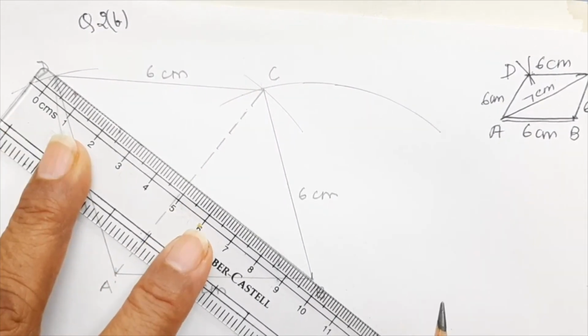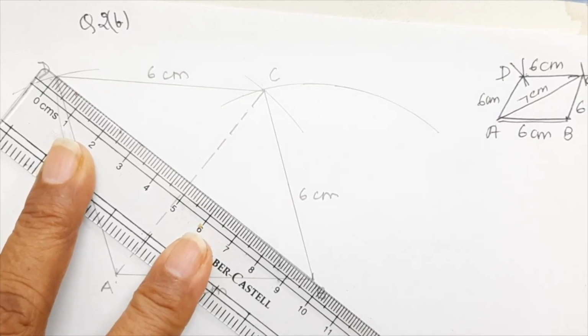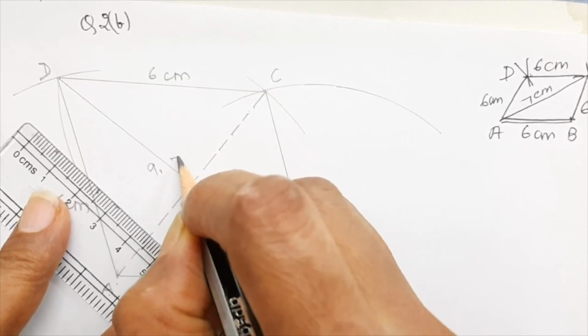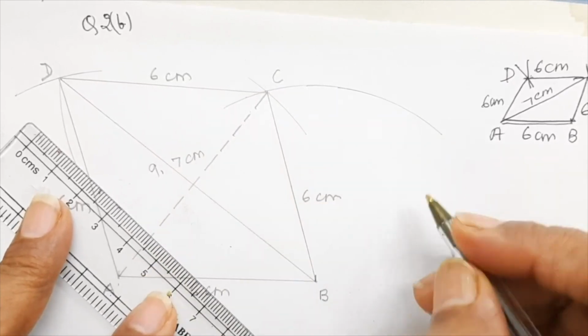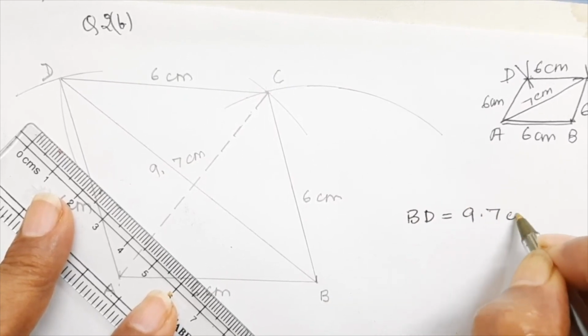I'm getting it as 9.6 or 9.7. It is between that. So we will write it as 9.7 centimeter and we will say BD equal to 9.7 centimeter.